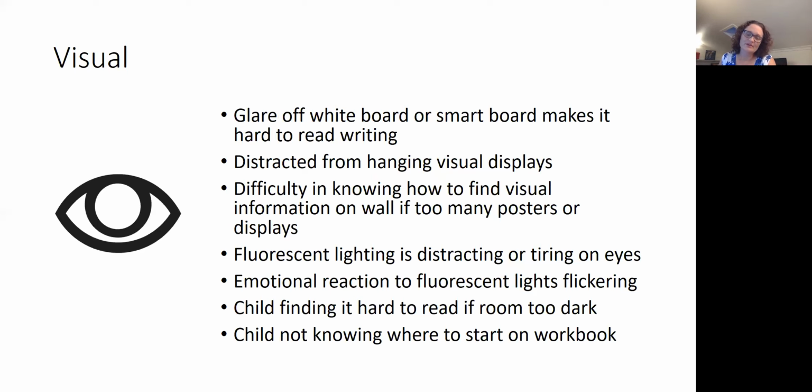Fluorescent lighting can be really distracting, especially the flickering of the fluorescent lights if the bulbs are getting a bit old, which can be really tiring on the eyes for some kids. Sometimes teachers don't put the fluorescent lights on because of that flickering, but sometimes it does get too dark to be able to concentrate, and if kids are struggling with their eyesight, then it can be hard for them to focus and to do what they need to do, so that can be tiring as well.